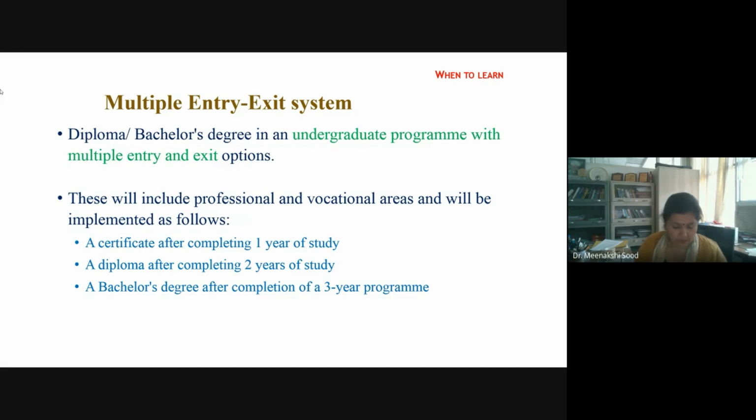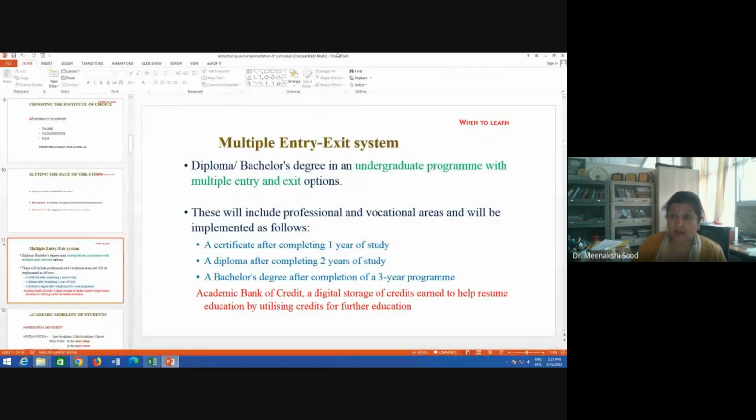Okay, so give me a second. So the present scenario is that a student who is entering into the 4-year course or 3-year diploma course, it is mandatory for him to complete the course, right?